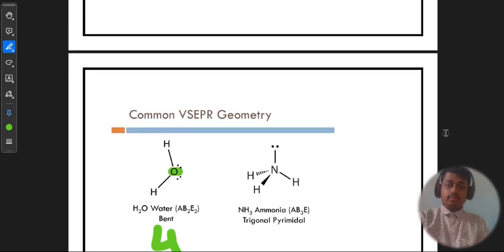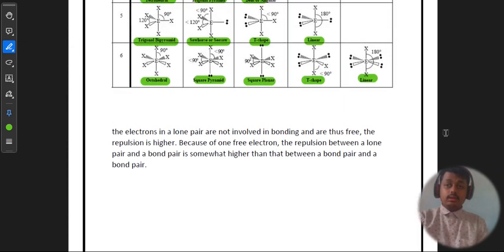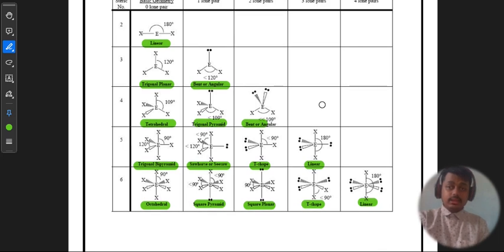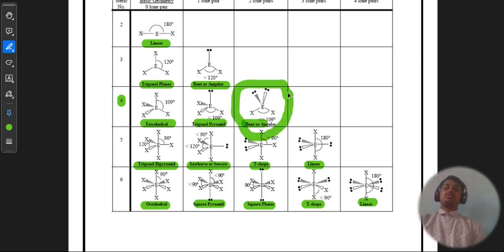And if we go to the chart and look at steric number 4, with 2 bond pairs and 2 lone pairs, we can clearly see that it is a bent type. So now we can draw the water molecule using the bent or angular molecular structure.